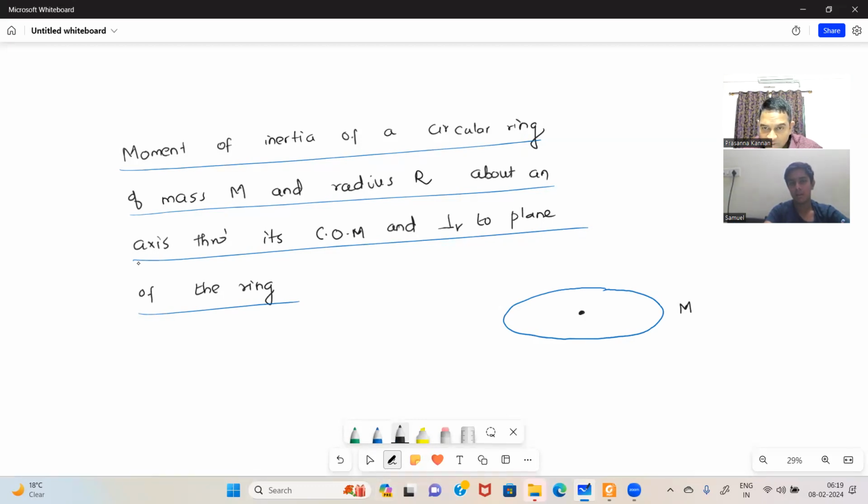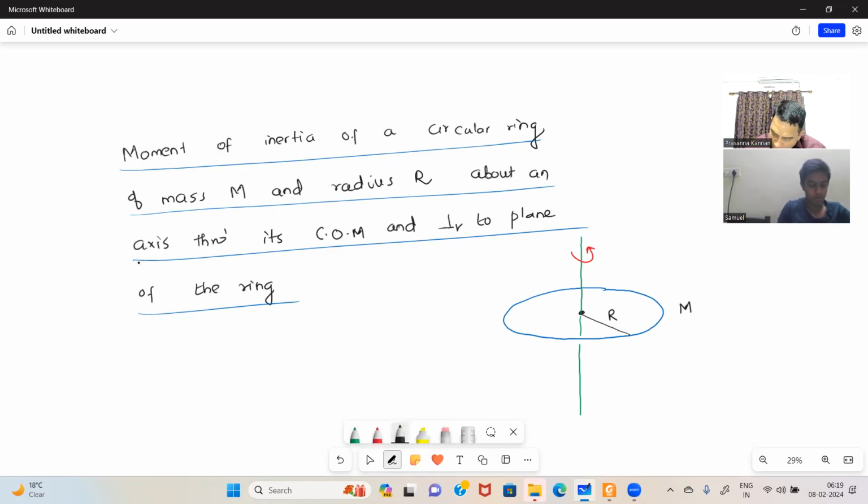I'm drawing it in 3-dimension, so it looks like an ellipse in 2-dimension, correct? Yes, sir. But it actually is a circle, right? Yes, sir. So what is the radius of the circle? R. And where is the axis? Perpendicular to this. Are you able to visualize? Right, sir. It is rotating about this axis. Clear, Samuel? Yes.